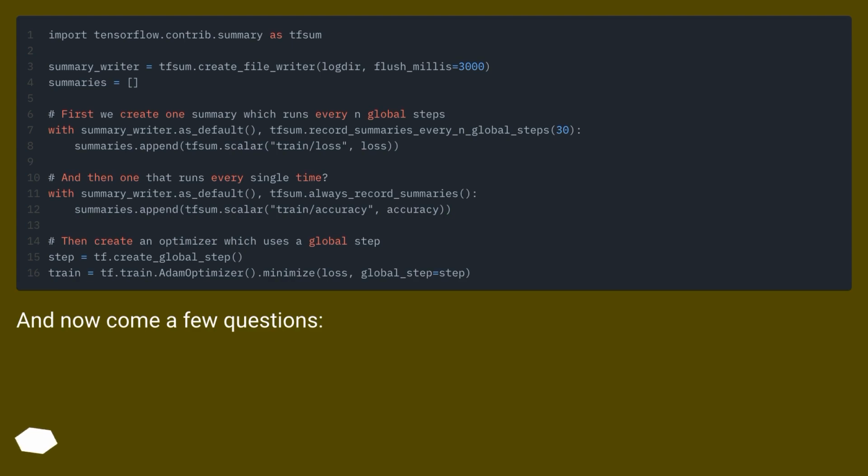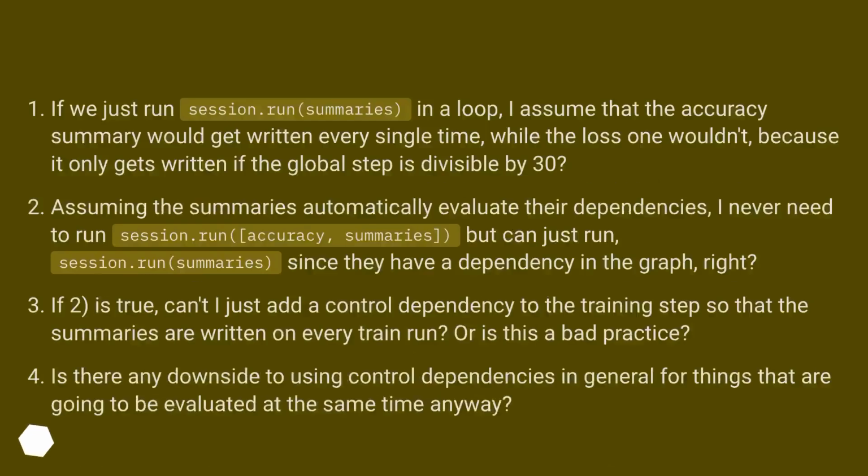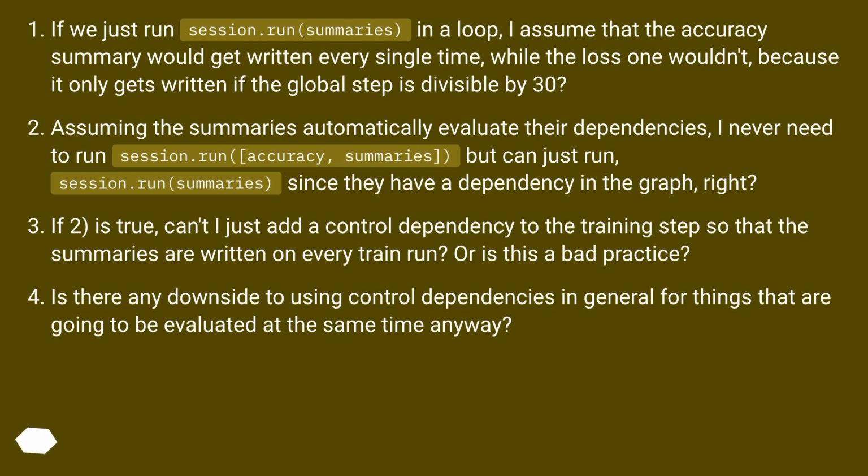And now come a few questions. If we just run session.run(summaries) in a loop, I assume that the accuracy summary would get written every single time, while the loss one wouldn't, because it only gets written if the global step is divisible by 30. Assuming the summaries automatically evaluate their dependencies, I never need to run session.run(accuracy_summary), but can just run session.run(summaries) since they have a dependency in the graph, right?